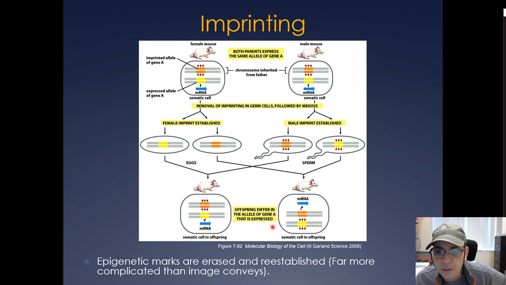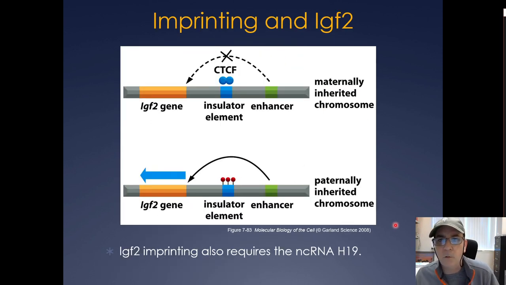And so the offspring will actually sort of differ in the allele that's expressed here, okay? And it sort of goes back to where the gene came from in your grandparents. Okay, so this is just something I really want you guys to appreciate. And the mechanism that it works with is pretty well worked out.